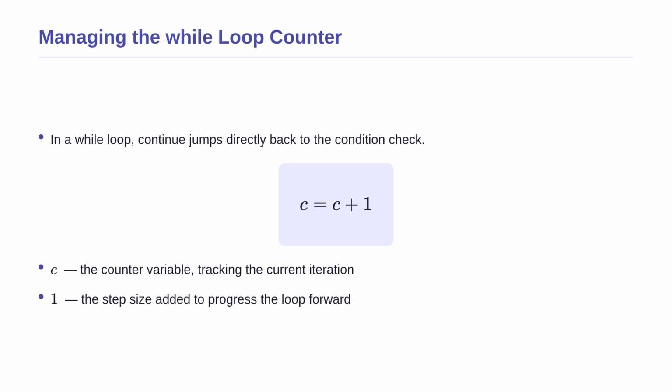Before we apply the continue statement, we must understand a critical mathematical requirement when using it inside a while loop. In a standard counting loop, the increment happens automatically. But in a while loop, the continue statement jumps directly back to the condition check at the top. Therefore, we must manually update our counter using the formula C equals C plus 1. Here, C is our counter variable and we are increasing it by a step size of 1. If we fail to increase this variable before the continue statement triggers, the condition will remain exactly the same. The physical result is a frozen program, trapped in an infinite loop, repeating the exact same step forever.